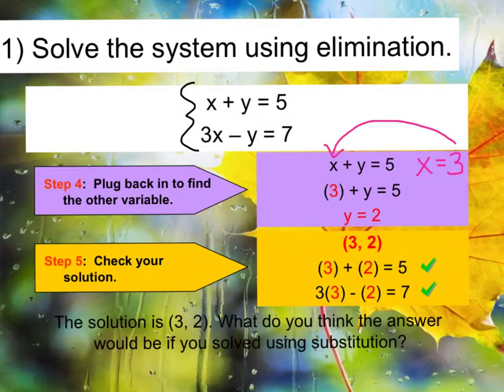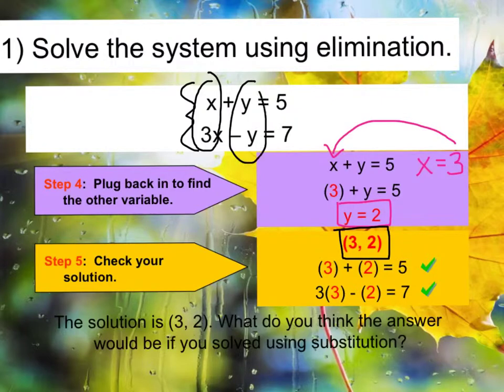Subtract 3 from both sides, and we get y equals 2. So our solution for this problem is (3, 2), x being 3, y being 2. And to check our solution, we will plug in the x's to be 3 and the y's to be 2, and make sure that they both check out, and they do right here.